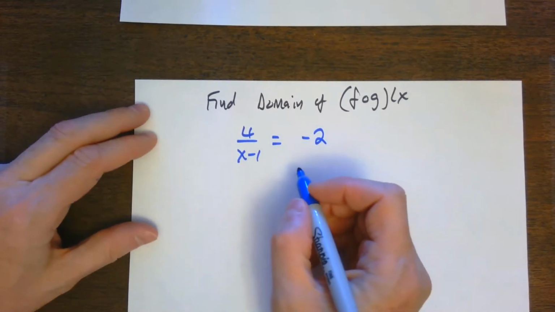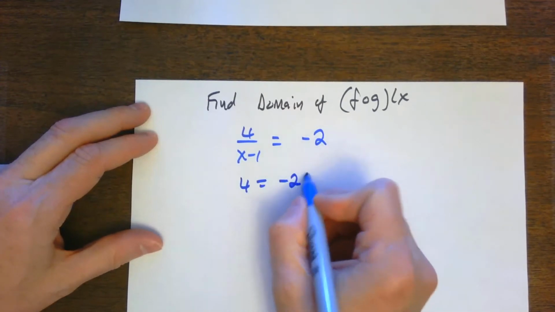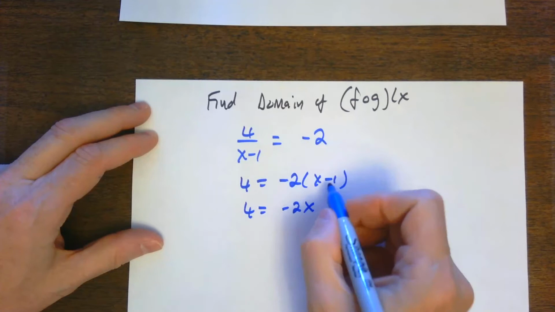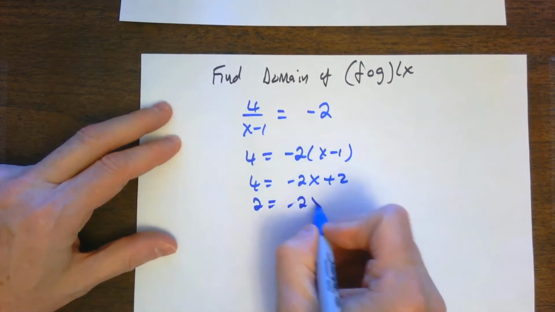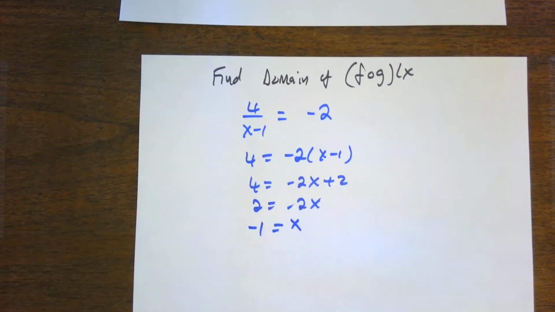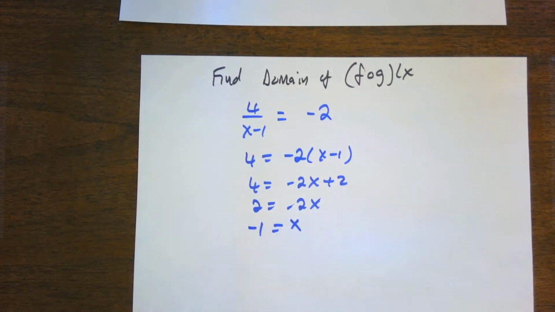All right, so let's see. If I cross multiply here, I get 4 equals negative 2 times x minus 1. 4 equals negative 2x plus 2, subtract 2, divide by negative 2. I get x equals negative 1. So I also have to exclude negative 1 from the domain.